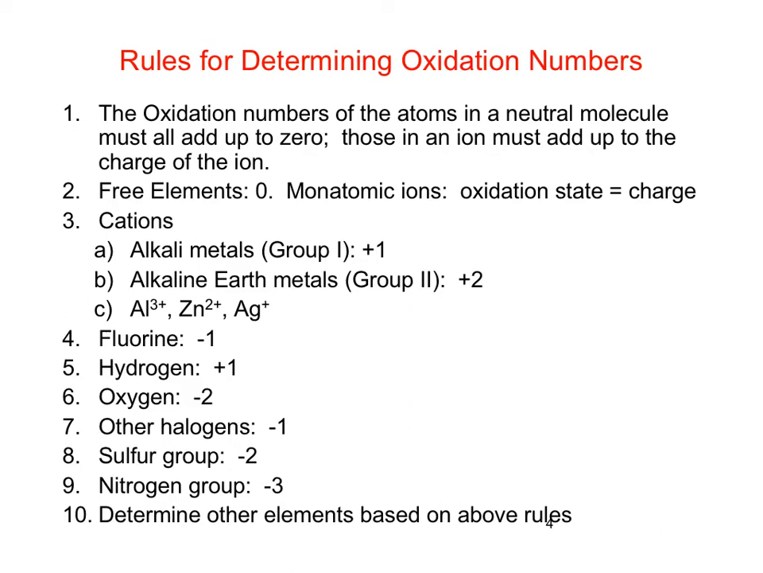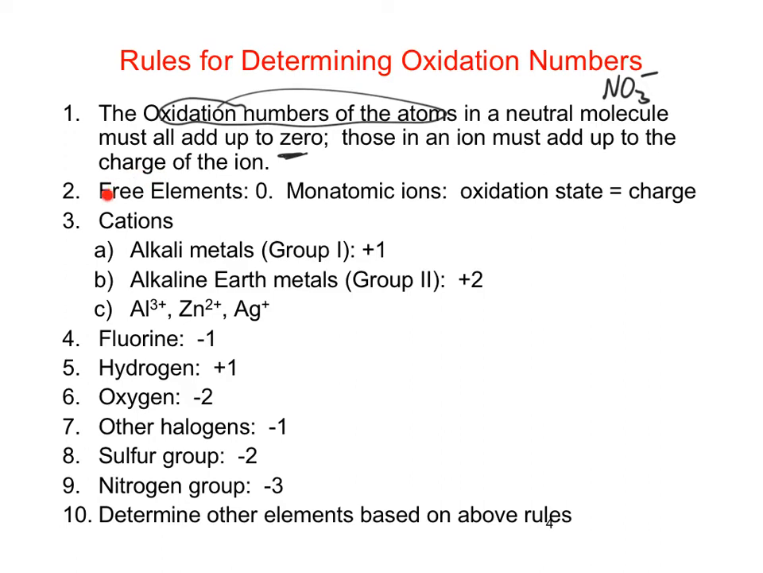the rules are similar. So the first rule is that if I add up all the oxidation numbers of the atoms in a neutral molecule, the oxidation numbers have to add up to be 0. And if I have a polyatomic ion, like if I have nitrate, when I add up the oxidation numbers of the nitrogen and the 3 oxygens, they have to add up to be -1.